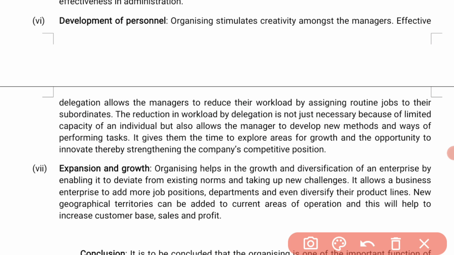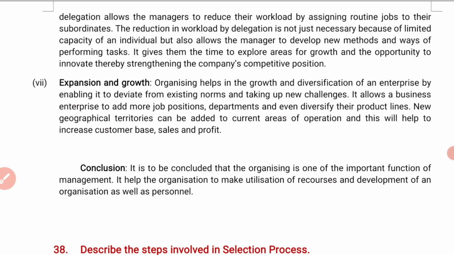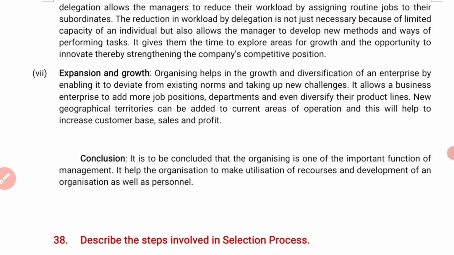And the last importance of organizing is expansion and growth. Yes, organizing helps in the development, growth, and diversification of enterprises by enabling them to deviate from existing norms and take up new challenges. It allows a business enterprise to add more job positions, departments, and even diversify their product lines. New geographical territories can be added to current areas of operation, and this will help to increase customer base, sales, and profit. So one of the importance of organizing is expansion and growth.